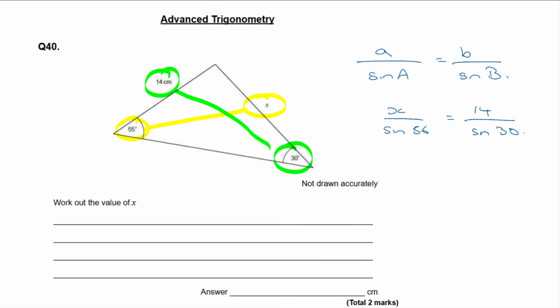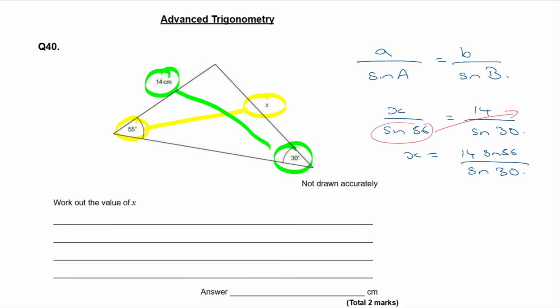So rearranging for x equals 14 sine 56. This just moves up here: change sides, change signs. Bundle that over the top right, and everything else stays where it is. So I get x equals 14 sine 56 divided by sine 30. Type that into the calculator: 14 sine 56 divided by, taking care of brackets when you've got more than one, sine 30. Well, sine 30 is a half, I know that already. That comes out to be 23.2.